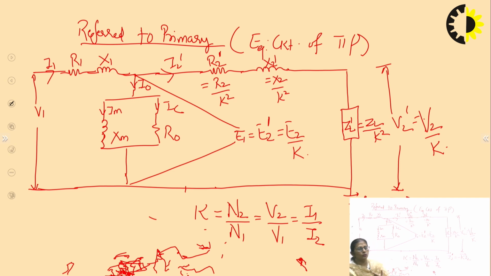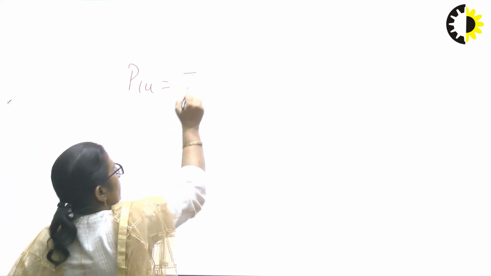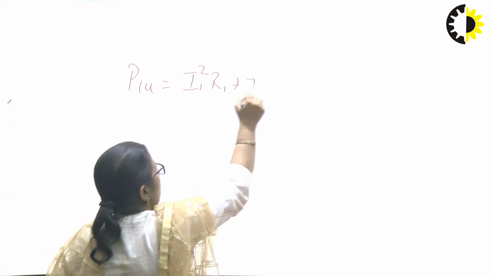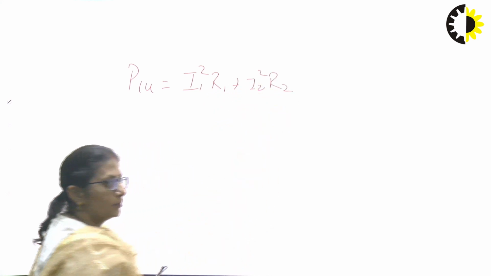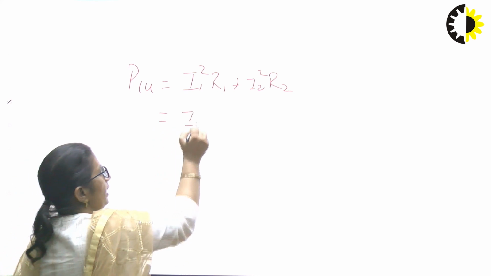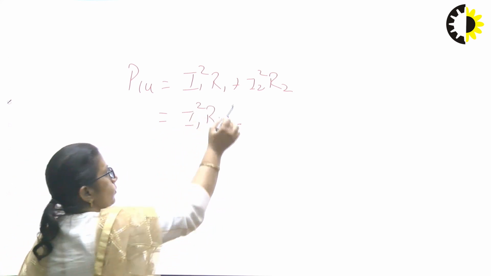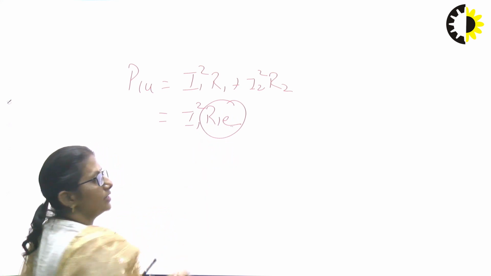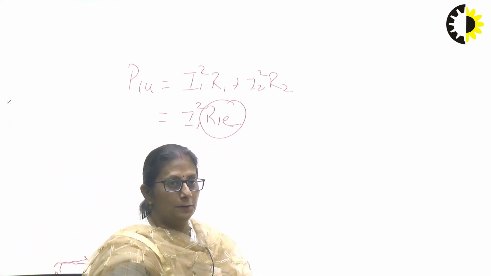Likewise, if we want to calculate the total copper losses of the transformer, or the efficiency of the transformer, we require the total copper losses. If you just remember, the total copper losses of the transformer are given by I1 square R1 plus I2 square R2, by the basic formula, or when referred, I may go with I1 square R1E. What is this R1E? This is the equivalent resistance of the transformer referred towards primary, right?